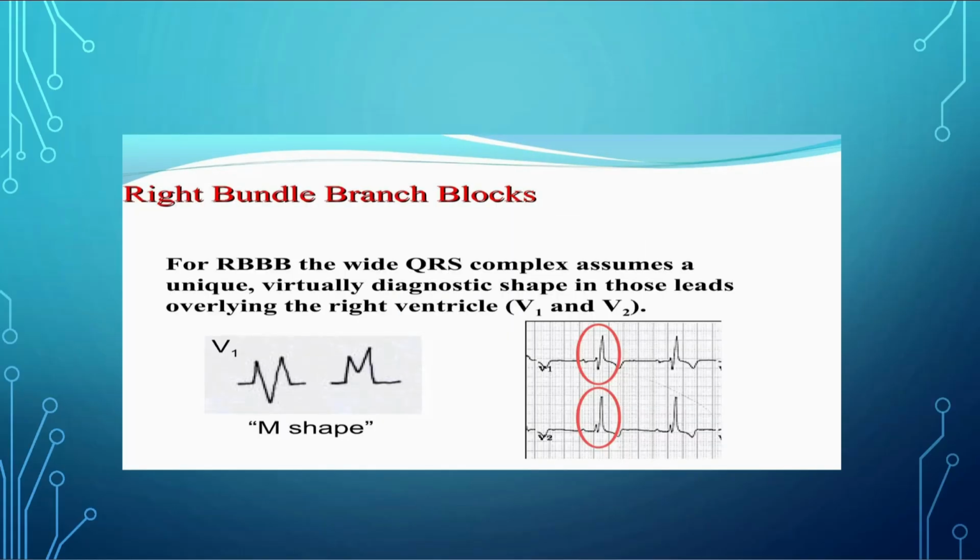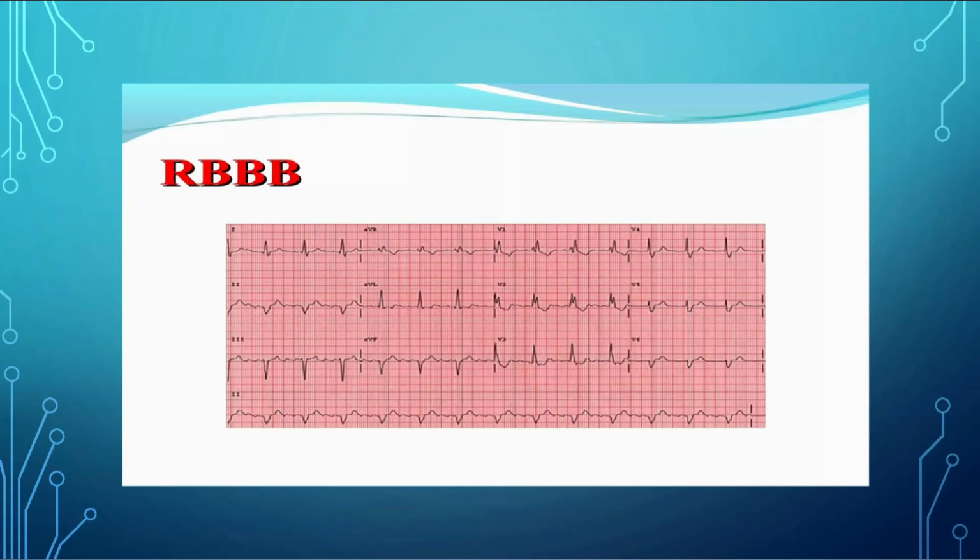Now the right bundle branch block. RBBB, the wide QRS complex assumes a unique, virtually diagnostic shape in those leads overlying the right ventricle. So M shape in V1. You can see here M shape in V1 and sometimes in V2 also. So you can see this is the M pattern, RBBB.